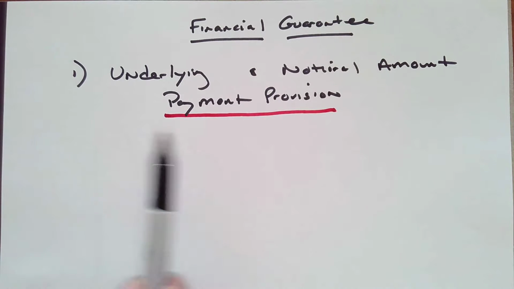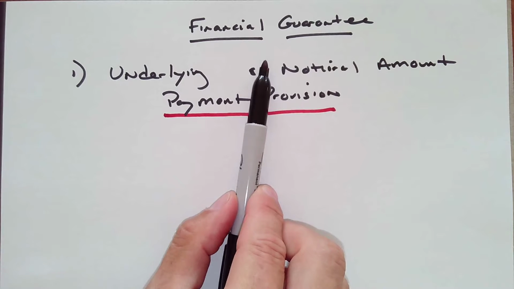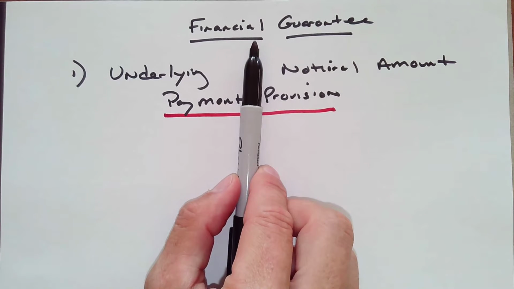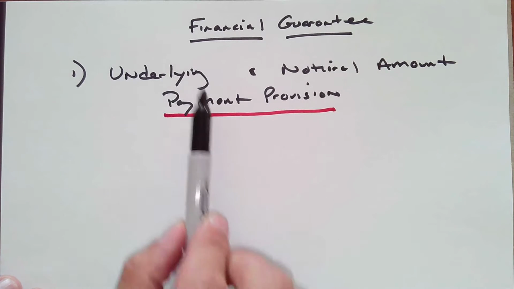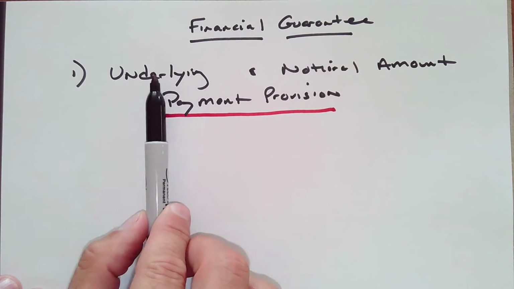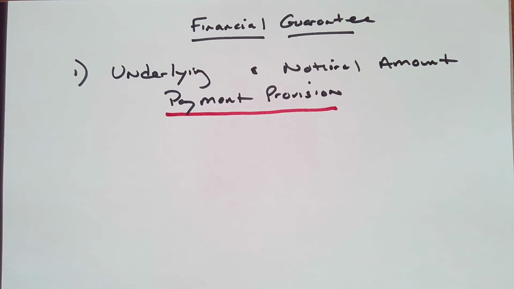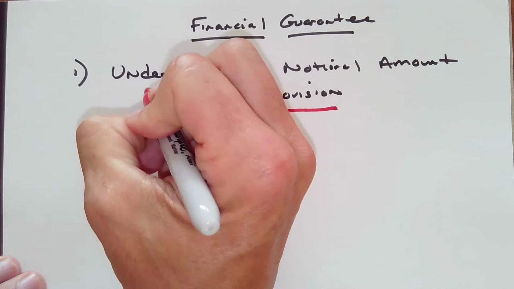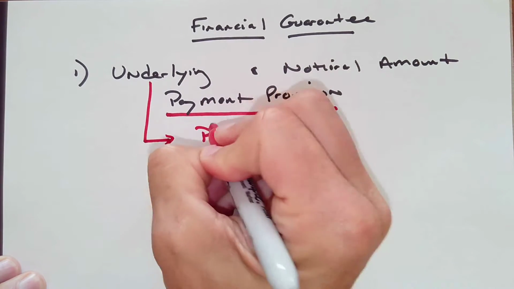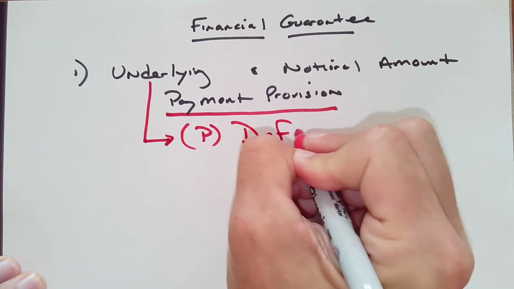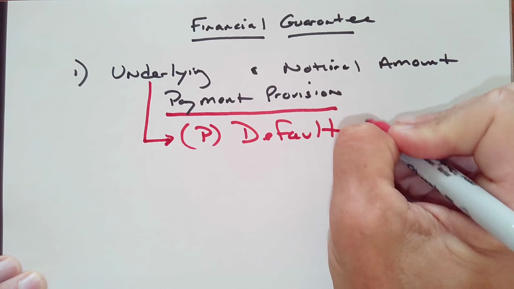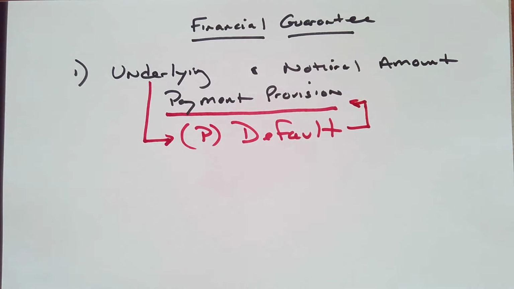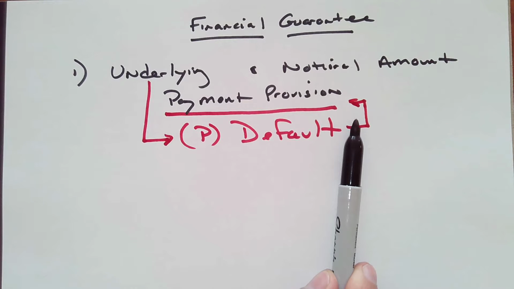Well, what's the underlying? What makes this guarantee worth more to the person who holds the guarantee? The underlying is what makes it go up and down. In this case, the underlying is defined as the probability of default. Given the probability of default, there is the potential for a payment provision. So we meet criterion number one, that this would be considered a derivative.